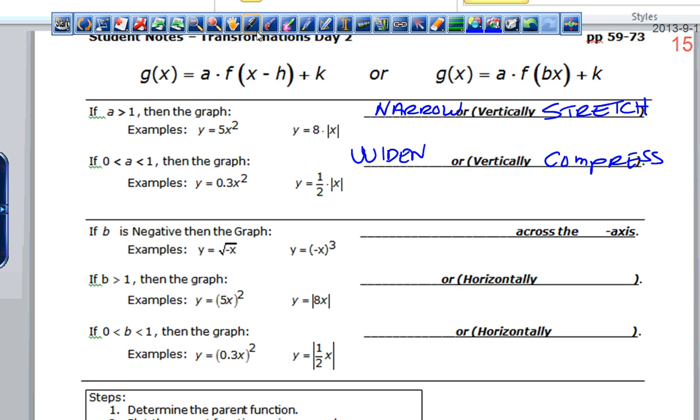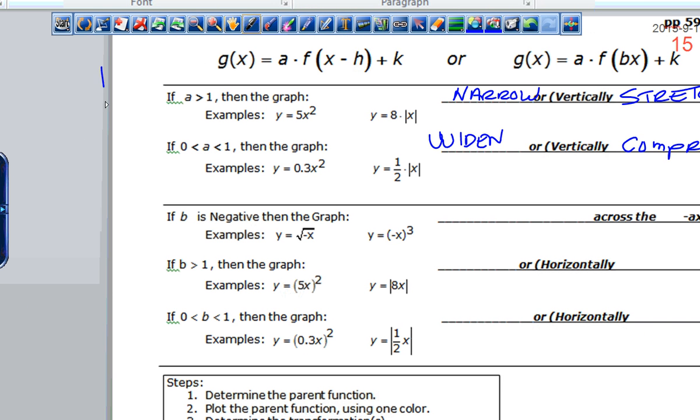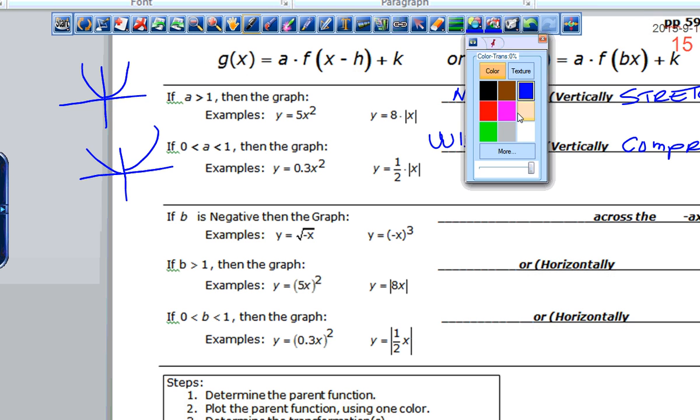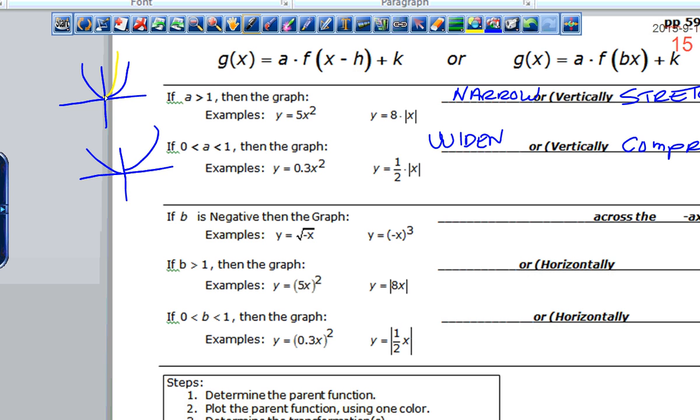So, for example, the difference between these two is that if I draw the quadratic parent function like this twice, this one's going to get narrower, and this one will get wider. Does that make sense of the difference between the two?